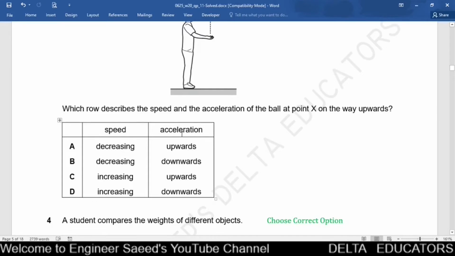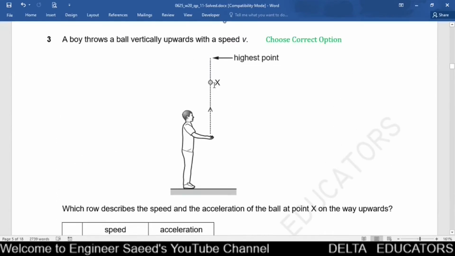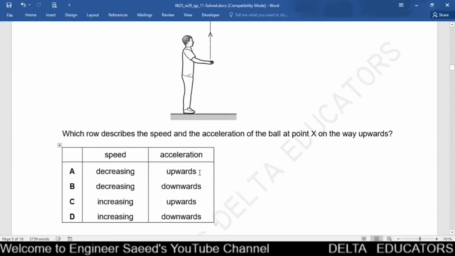Now what about the acceleration? Here this ball has some weight, and weight is a force with which the earth attracts everybody towards its center. So weight is always acting vertically in the downward direction, and weight is a force. And what about the acceleration? Acceleration is always in the direction of resultant force. Now here weight or the resultant force is acting in the downward direction, so definitely acceleration will also be acting in the downward direction. So here our correct option will be option B.